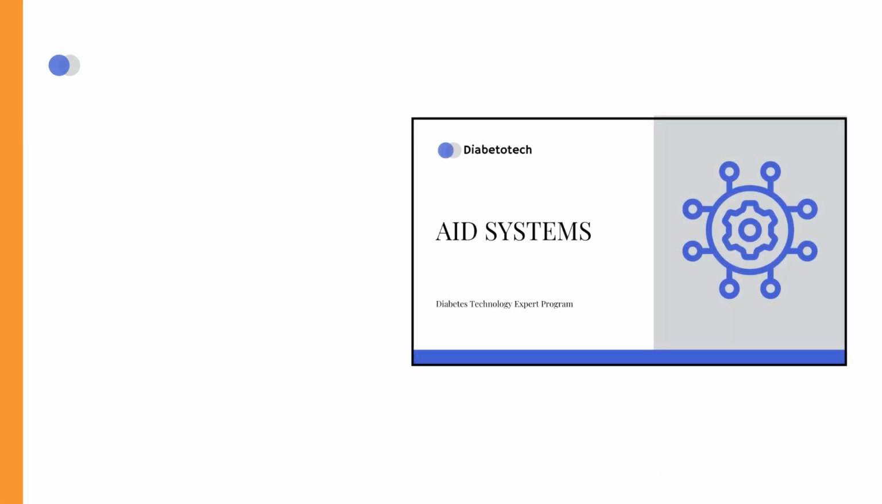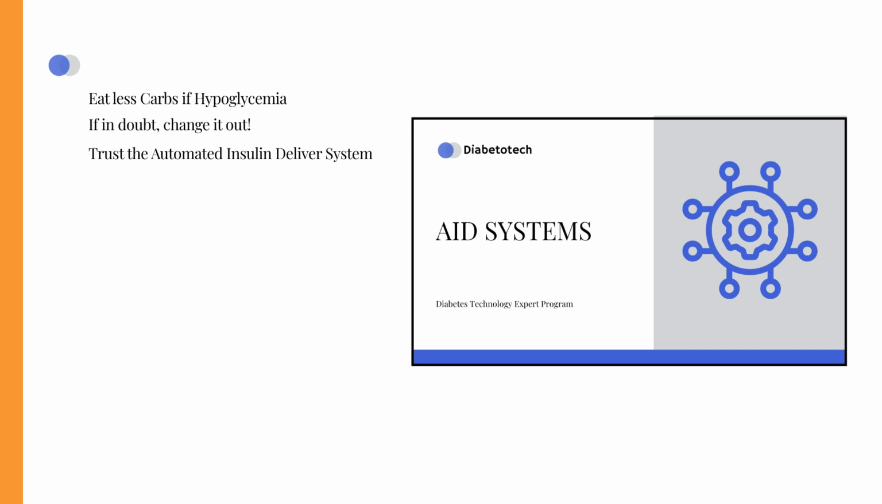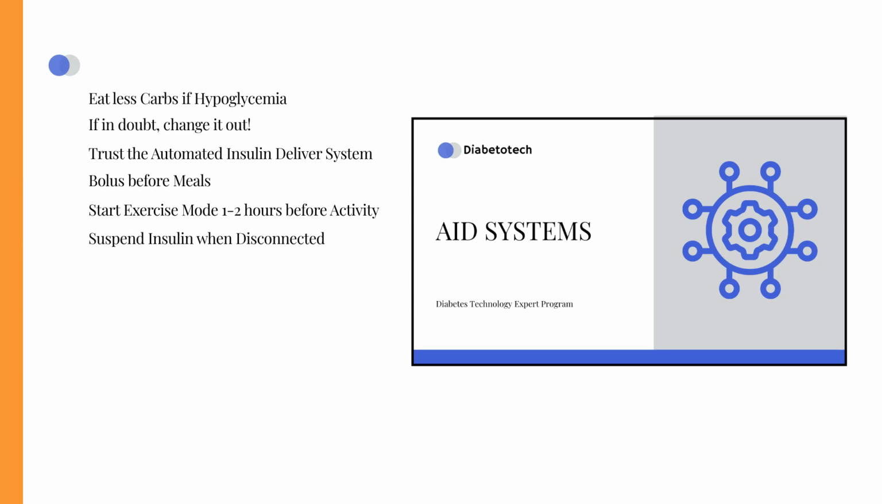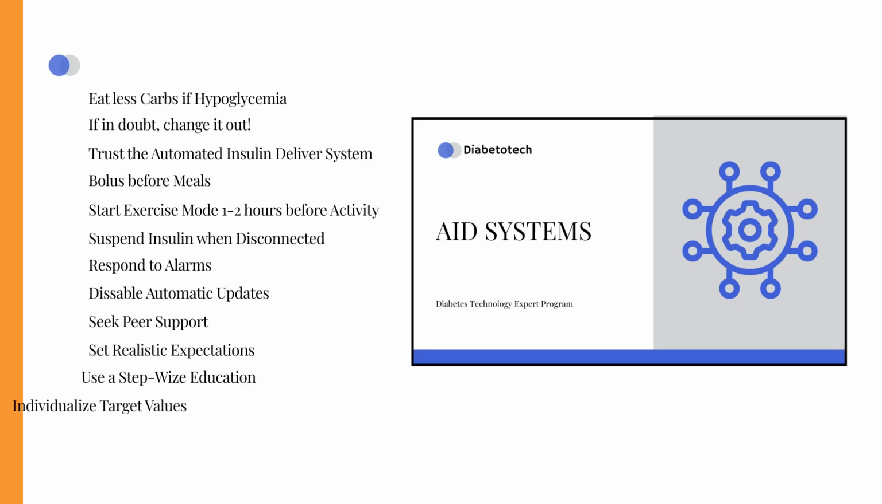The general education points covered were using fewer carbohydrates to correct hypoglycemia, considering infusion set problems if blood glucose levels remain high without an apparent reason, trusting the automated insulin delivery system and avoiding unnecessary manual interventions, timing meal boluses 15 minutes before meals, utilizing exercise mode 1 to 2 hours before activity, stopping insulin delivery if the pump is disconnected for more than 15 minutes, responding to alarms and being mindful of automatic updates on mobile phones, seeking peer support for guidance and sharing experiences.